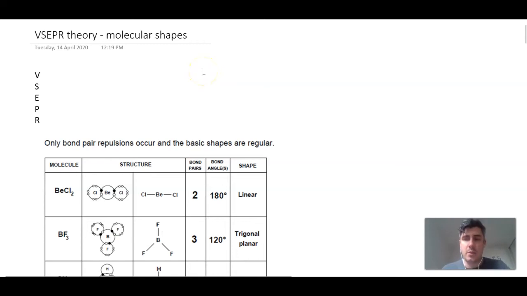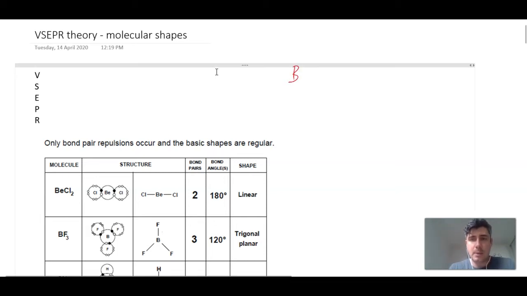In this video, we're going to review how to predict the shapes of molecules. The shapes of molecules are crucial in their chemistry, and so understanding their shapes and how their shapes arise is really important as well. So to understand the shape, we need to look at the pairs of electrons inside a molecule. Inside a molecule, you've got two types of pairs.